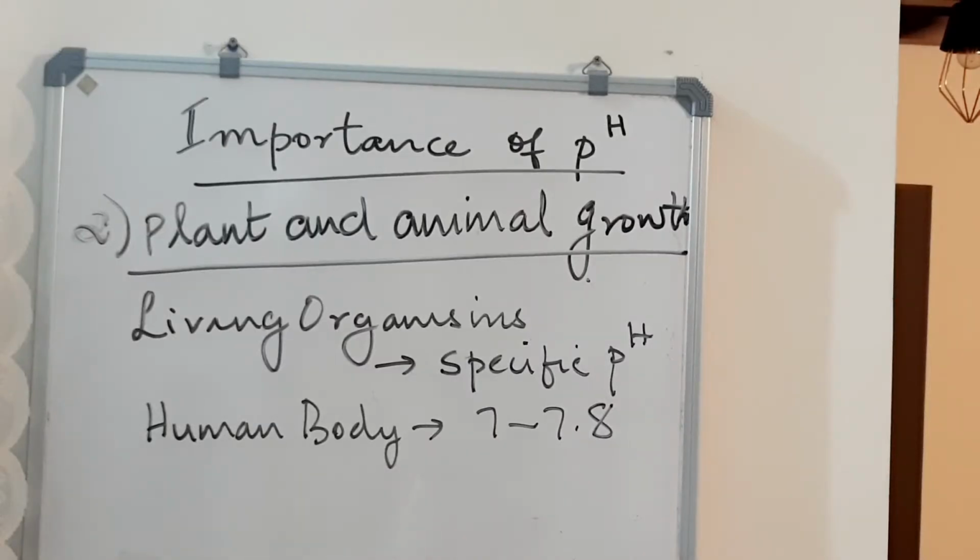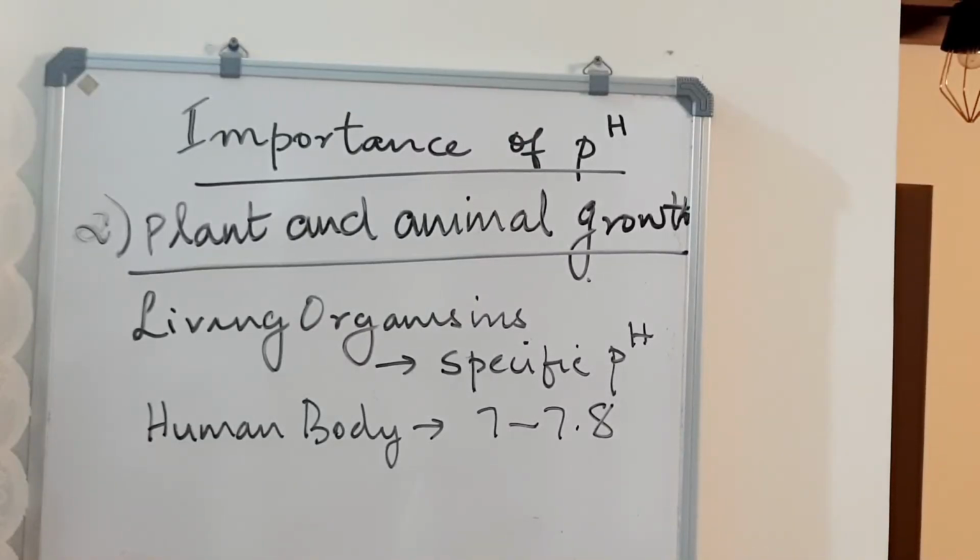The second is the importance of pH in plant and animal growth. Living organisms require a specific pH for growth. For example, the human body performs best in the pH range 7 to 7.8. The lower the pH, that is, the more acidic the pH of the body is, the more prone you are to chronic diseases.